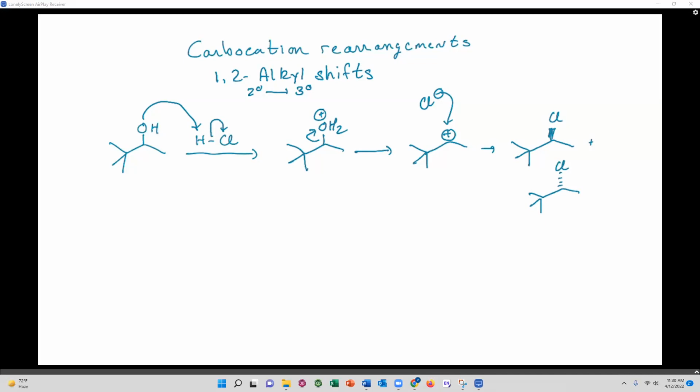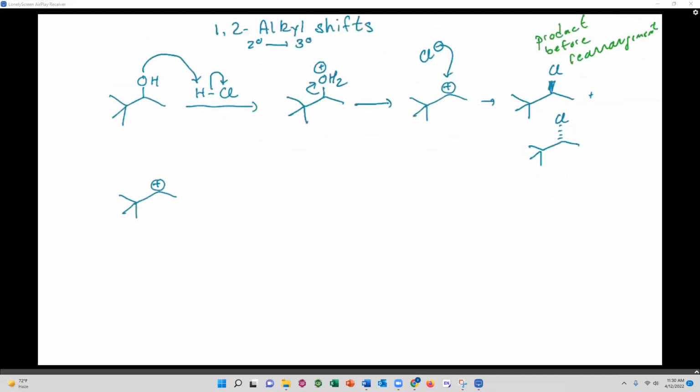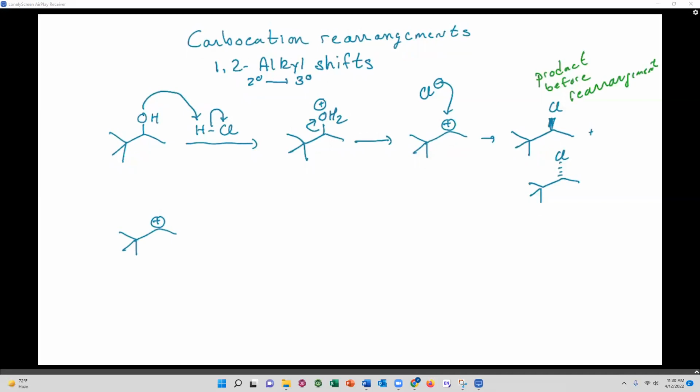So this is the formation of the product before rearrangement. And just like before, we're always going to see product made before and after the rearrangement. And so, sorry, I ran out of room there. So let's go ahead and look at what happens, okay, in terms of the shifting. So again, the first step is the same. I'm going to protonate my oxygen atom. I'm going to form a good leaving group. Water is going to leave, and now I'm going to have this secondary carbocation.